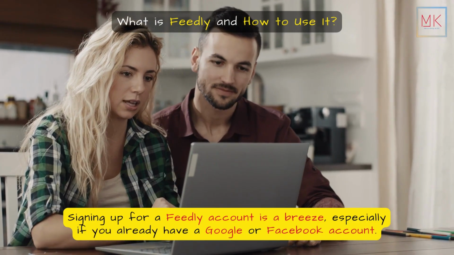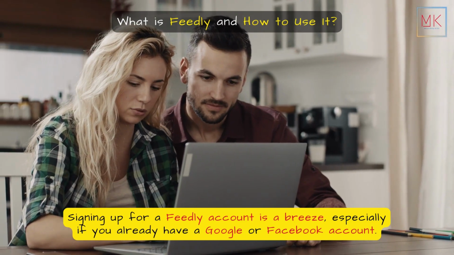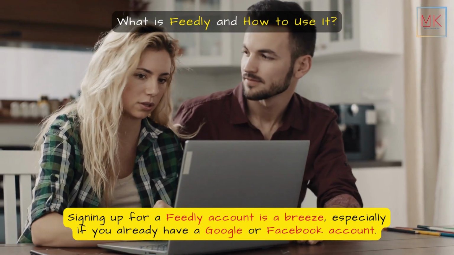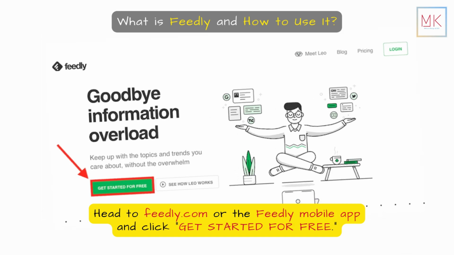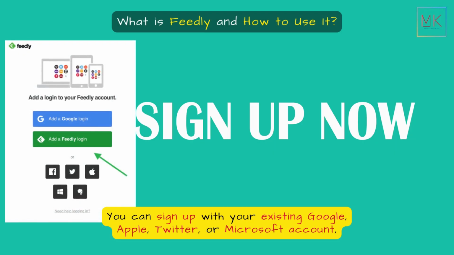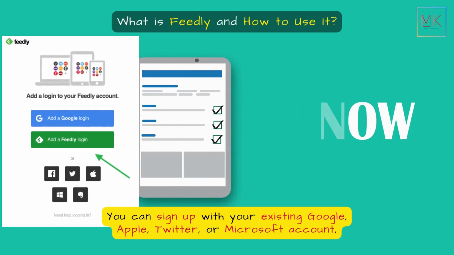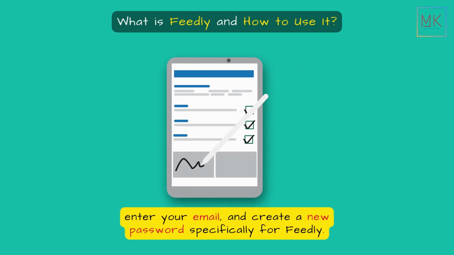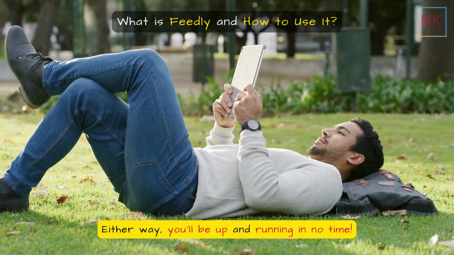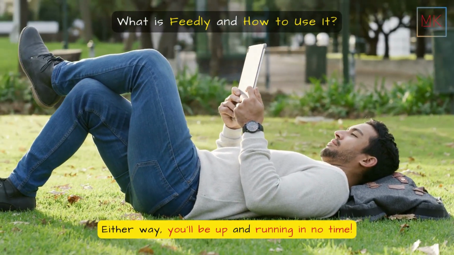Signing up for a Feedly account is a breeze, especially if you already have a Google or Facebook account. Head to Feedly.com or the Feedly mobile app and click Get Started for free. You can sign up with your existing Google, Apple, Twitter, or Microsoft account, enter your email, and create a new password specifically for Feedly. Either way, you'll be up and running in no time.